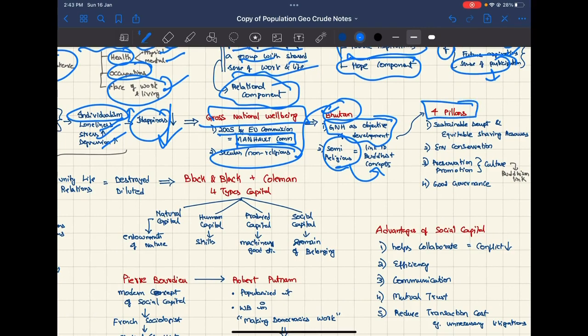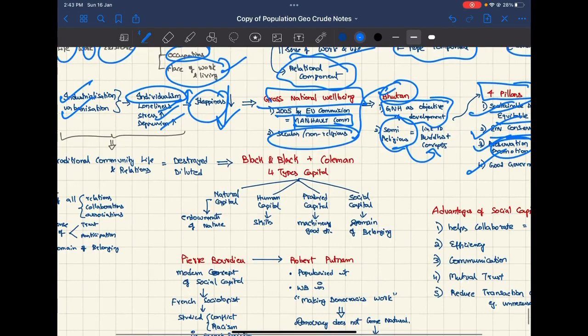It is based on four pillars: sustainable development and equitable sharing of resources, environment conservation, preservation and promotion of culture, which makes it a semi-religious concept, and good governance.